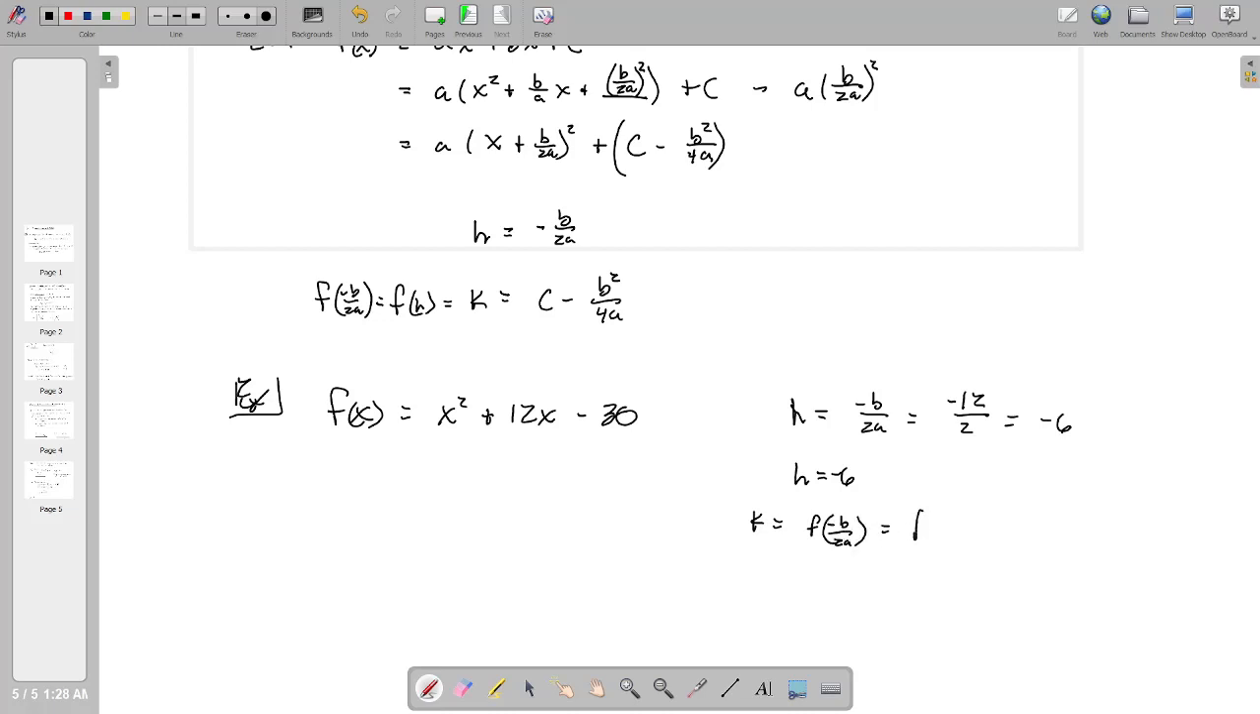So we're looking for f of negative 6, and that will be negative 6 quantity squared plus 12 times negative 6 minus 30. Negative 6 squared is 36, and 36 minus 30 is, of course, 6. So we get 6 minus 12 times negative 6, which is 72, and we get a negative 66. So the vertex will be located at negative 6, negative 66.